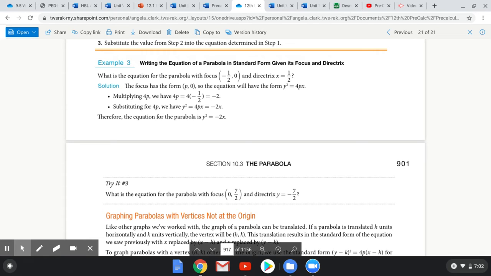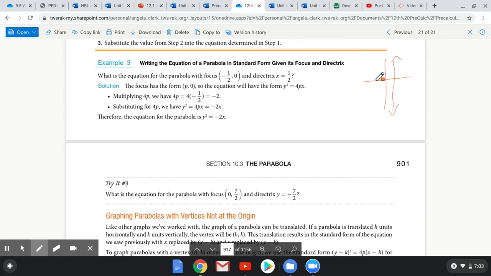Hey guys, in this example, we are going to be finding the equation for a parabola given the focus and the directrix. So, looking at that again, the first thing that I would always do is draw a little picture. So we have that the directrix is at x equals a half. So that's here, sort of. And that the focus is at negative a half, 0.